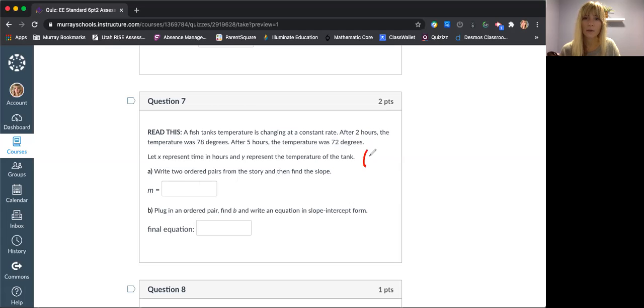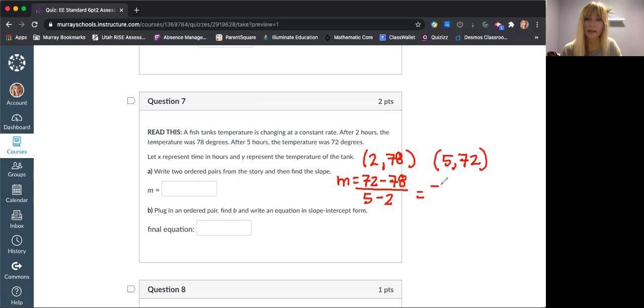Here we go. 2 hours, 78. Those go together, therefore they are an ordered pair. 5 hours, 72. Those go together and are therefore an ordered pair. Let's find the slope with them. Y2 minus Y1 over X2 minus X1. That's a -6/3, which means the slope is -2, which also tells me that the temperature is dropping 2 degrees per hour, just in case you're curious about how to interpret that.